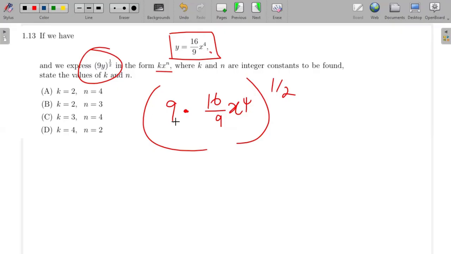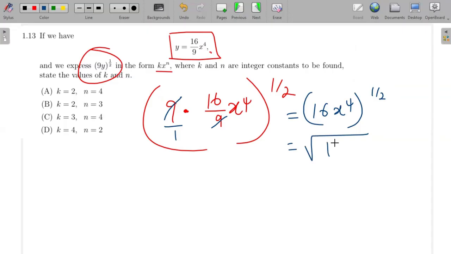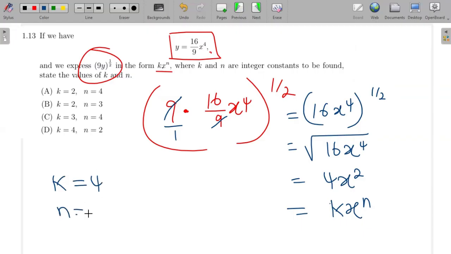So we see here that this one can be put under 1. So this 9 and this 9 will cancel. So I'll only remain with 16x^4 to the power half. But power half is the same as the square root. So the square root of 16 and then x to the power 4 will be 4x squared. Okay, so now remember this was kx^n. So from this, we can say that our k is 4, our n is 2. So we pick which option? D.